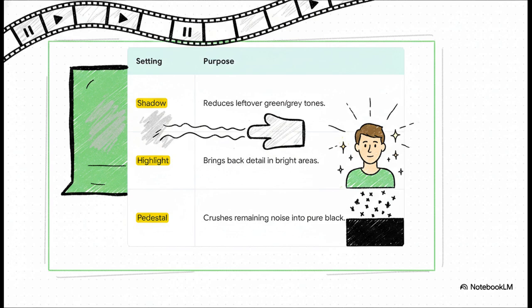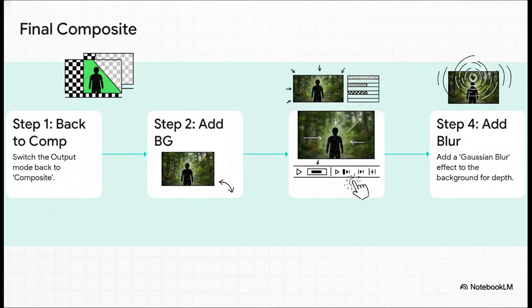Highlight is for bringing back details on your subject that might have gotten accidentally erased. And pedestal, that's the finisher. It just aggressively crushes any leftover noise into pure black, making sure your background is 100% clean. So once your alpha channel is looking like a perfect black and white image, you just switch your view back to composite. Now for the fun part.